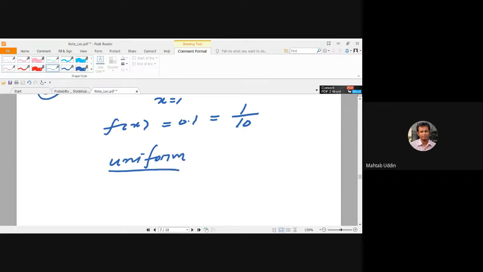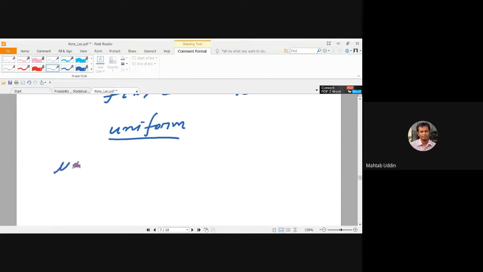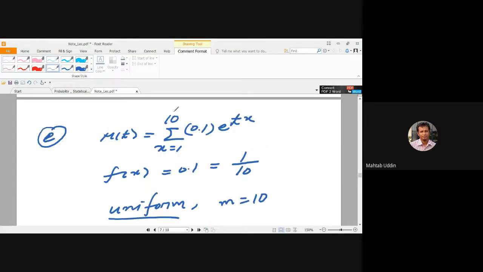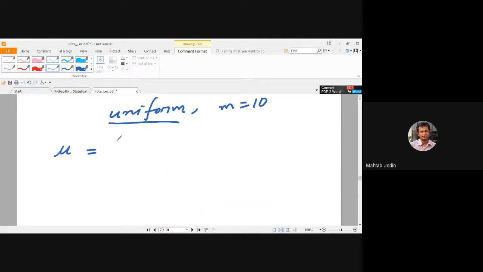Now for uniform distribution, we know this is very easy. Mu equal to, here m is 10, m equal to 10. Why 10? 1 to 10. So how many elements are there? 10 elements. So mu equal to, we know.